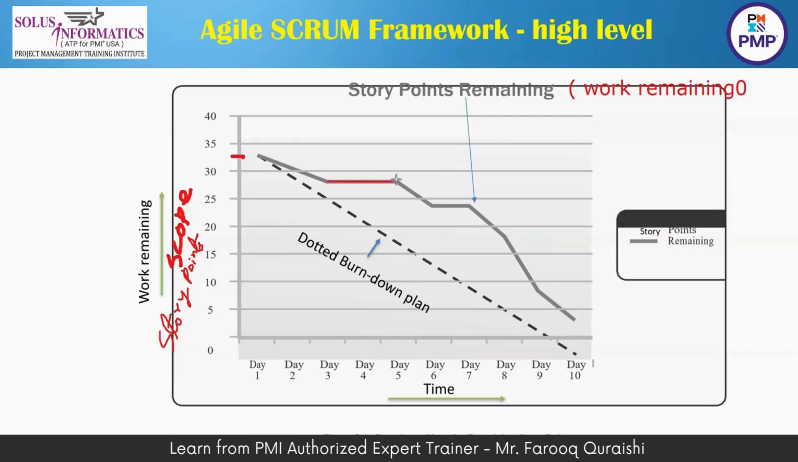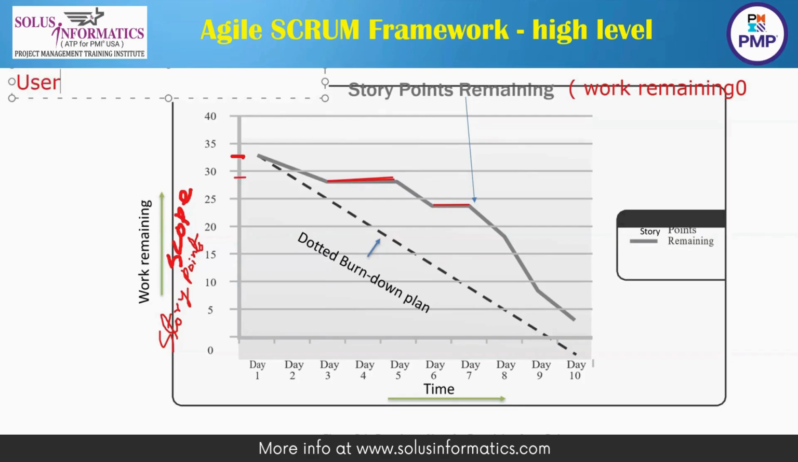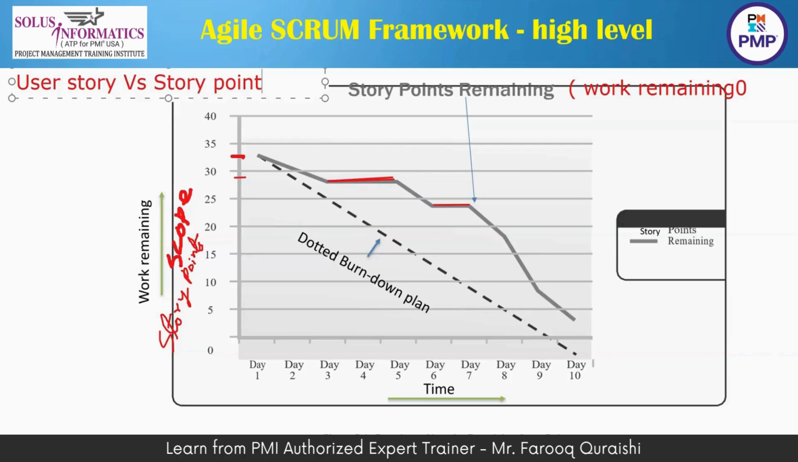If you look here, from day 3 to day 5, no story points were churned out. It was only 28 story points that were churned. Nothing much happened during this time, and similarly nothing much happened in this period. If everything is happening as per the plan, then this thick line will merge with the dotted line. So you have the concept of story point, and you need to understand the difference between user story and story point.